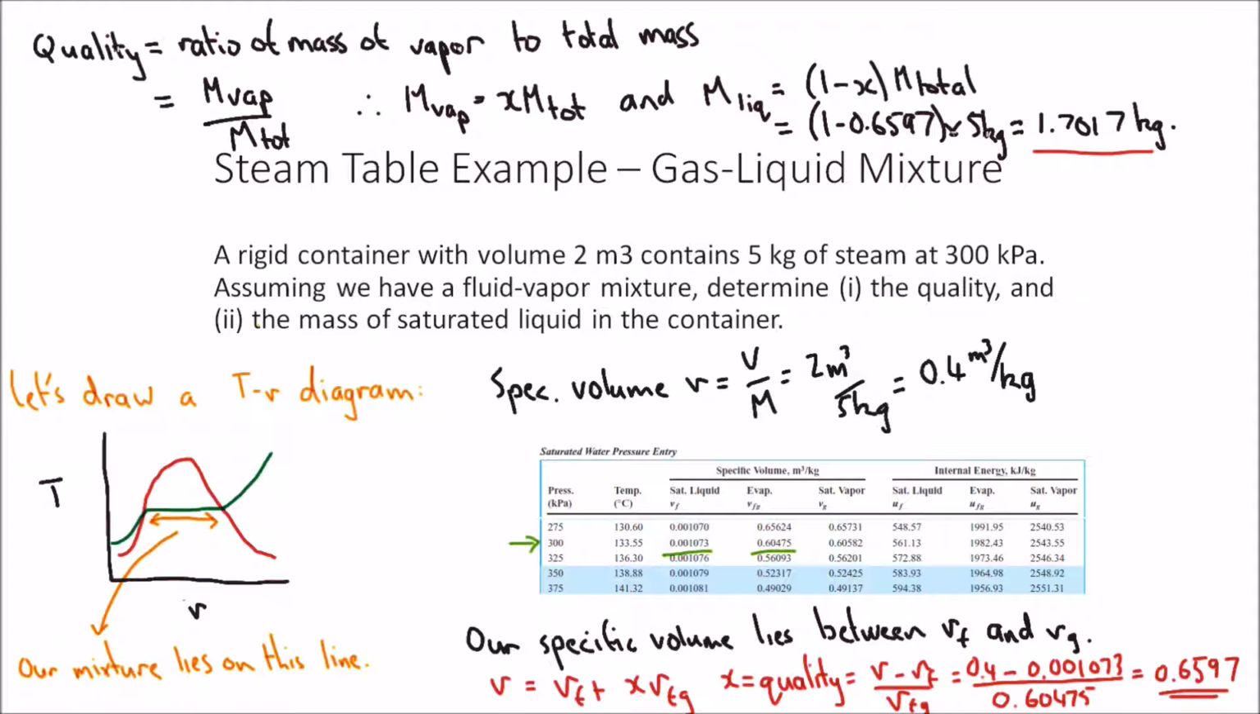Now we've got our quality, we know that the quality is the ratio of the mass of the vapor to the total mass, which means that now we can compute the mass of the vapor and the mass of the liquid. We know the total mass is 5 kilograms, and therefore we know the mass of the liquid is going to be 1 minus x times the total mass. Our x is 0.65, so 1 take away 0.65 times 5 gives us the mass of the liquid, which is 1.7. So we can see we've got 1.7 kilograms of liquid in this 2 cubic meter container, and all of the rest is vapor.